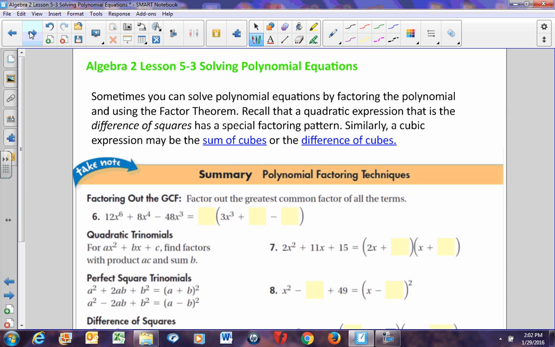Now, sometimes you can solve polynomial equations by factoring the polynomial and using the factor theorem, just like we just did with the zero roots theorem.